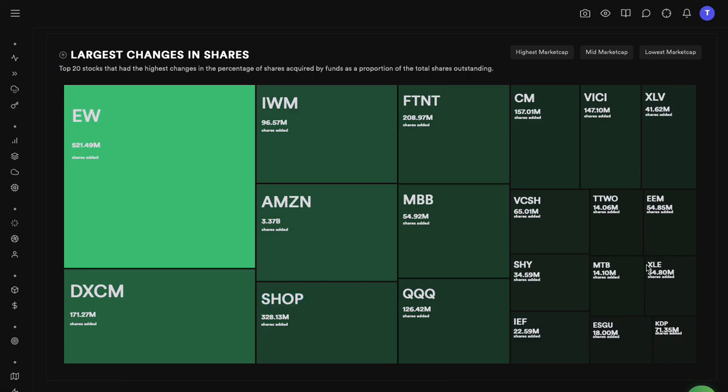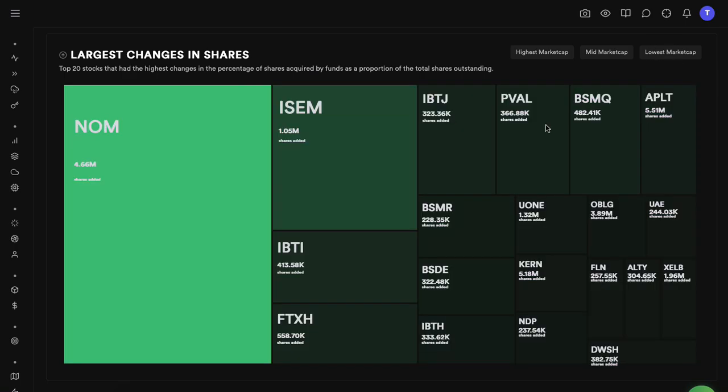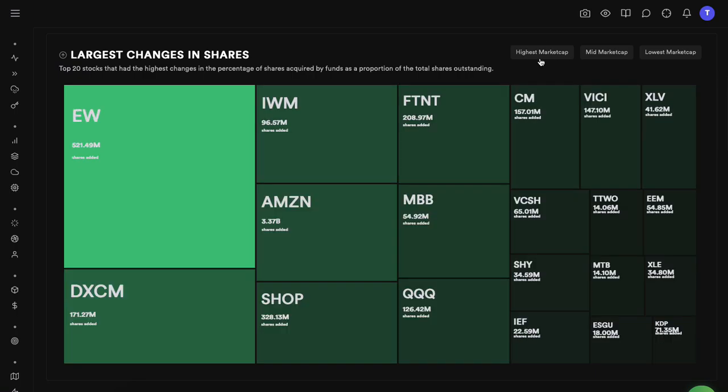Okay, actually, this is interesting. Energy has been going down, but funds still added positions in the last quarter, probably towards the start, and maybe they had exited, but there was still some inflow. Then we have the mid market cap, and similarly we have the lowest market cap. So these are most of the stocks that I know nothing about. I mostly trade highest market caps, but you still get an idea.